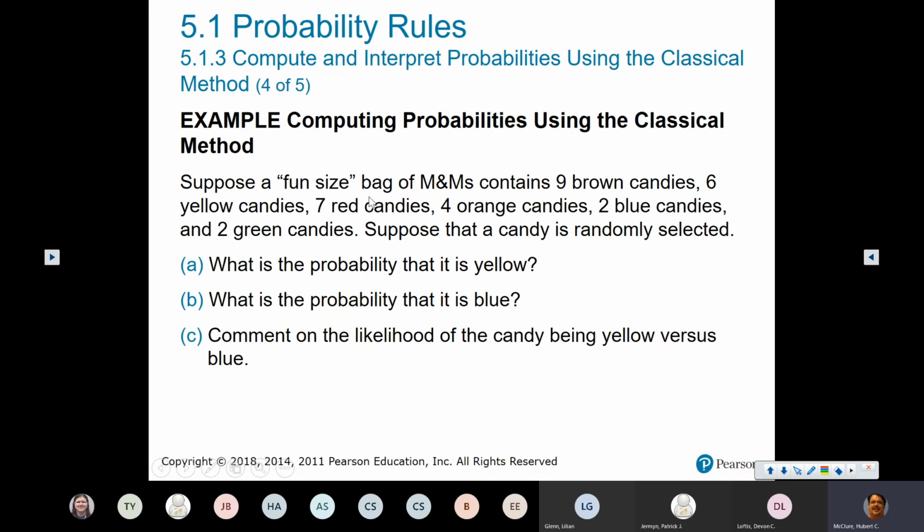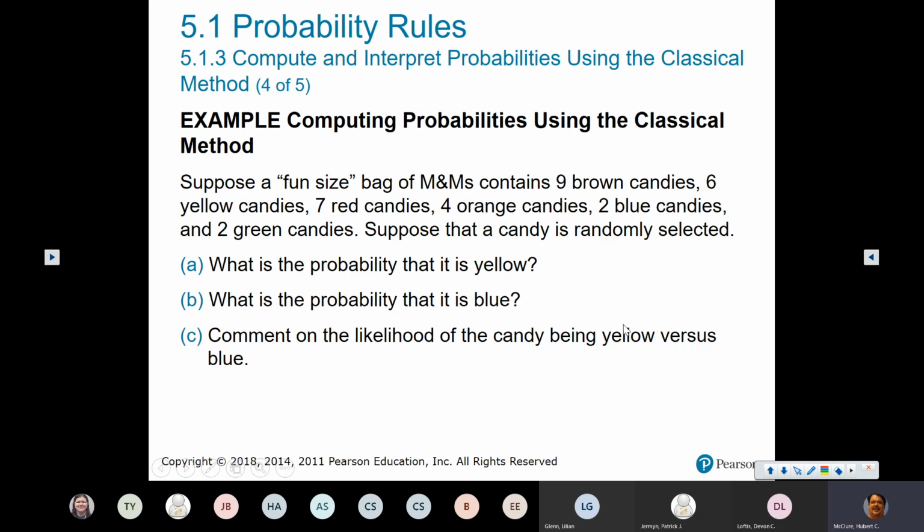Okay, here it is. See, you don't have a bag of M&Ms in front of you. So they give you an example of M&Ms. 9 brown, 6 yellow, 7 red, 4 orange, 2 blue, and 2 green. What is the probability that it's yellow? 6 out of the total. Well, the total is 9, 6 is 15, 7 and 4, that'd be 25, 26, 30, so that would be 6 over 30.